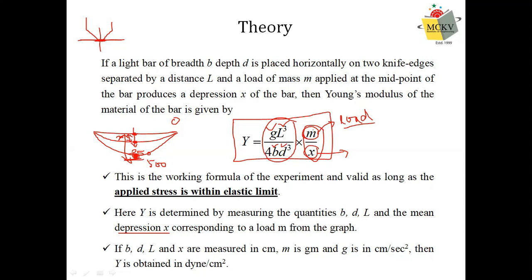Likewise, you will have to find out the depression for all the 5 loads, that is starting from 0 up till 1250. There are 5 weights of 250 gram each. So this will be load increasing. Likewise, you can take away the loads and take the readings for load decreasing.